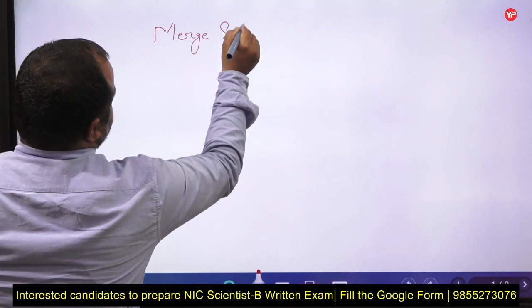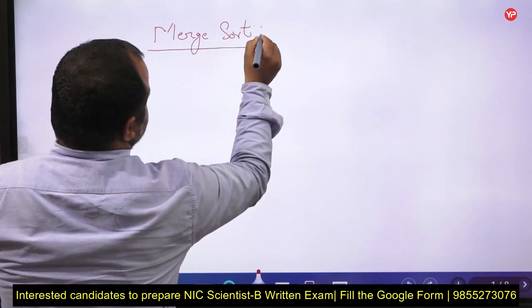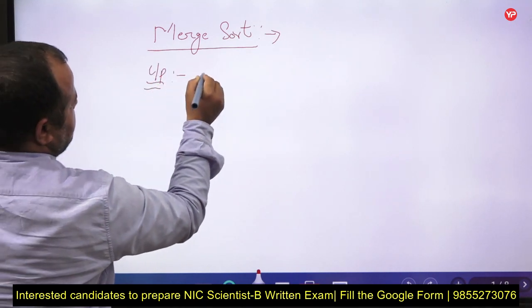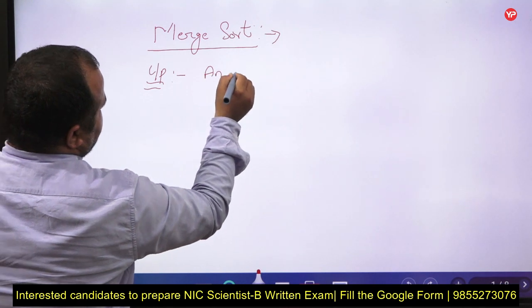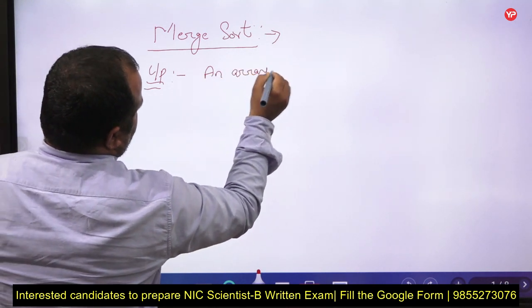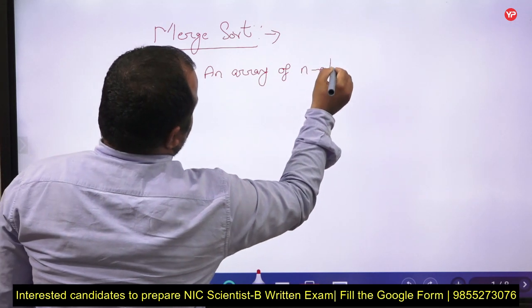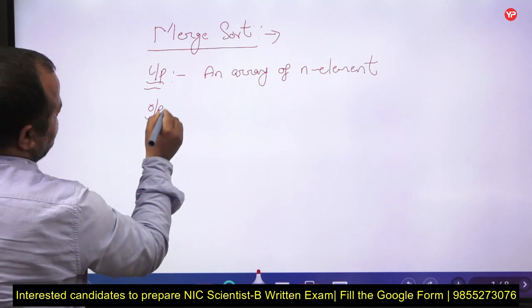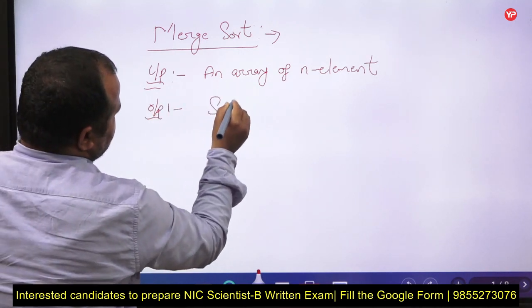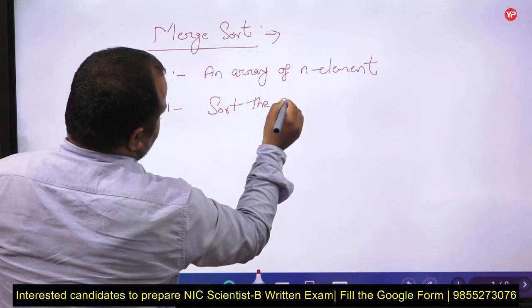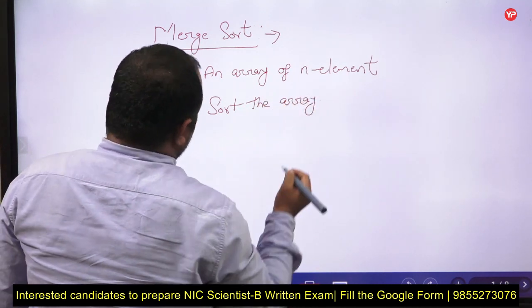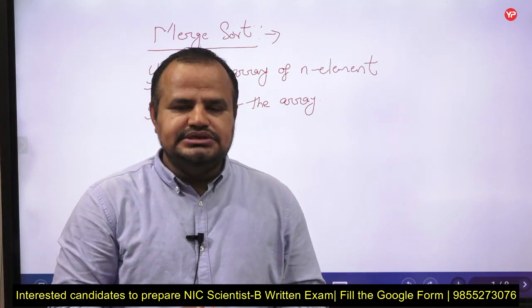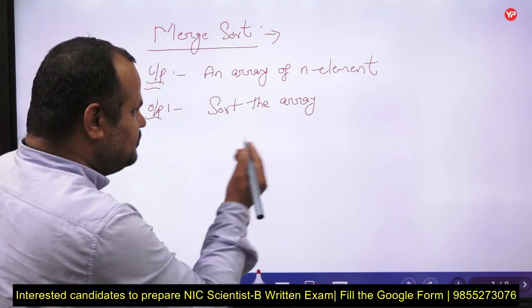Merge sort. In merge sort, what is the output? In merge sort, the input is an array of n elements. Fine. We have an n element array and the output is we need to sort the array. Fine. So before moving on to the actual concept of merge sort, I'll try to discuss some basic concepts which we use in our merge sort.